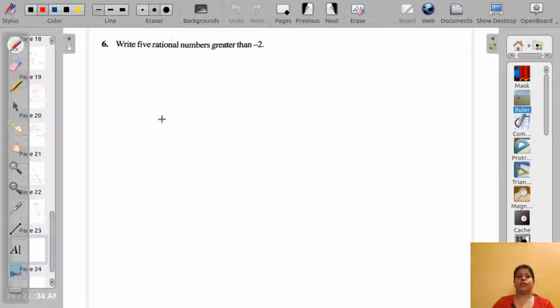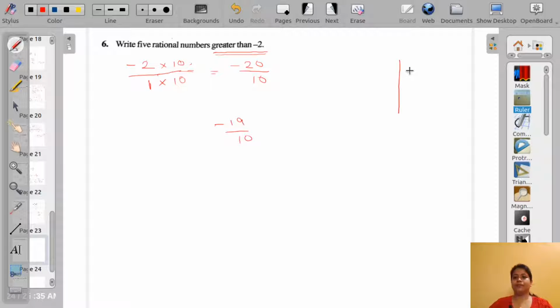Now next question is, write 5 rational numbers greater than minus 2. So minus 2 can be written as minus 2 by 1. Now let us multiply with 10, so it will become minus 20 by 10. The rational numbers greater than minus 2: greater than minus 2 is minus 19 by 10. See, in case of negatives, it becomes the opposite. Minus 20 is less than minus 19, which is less than minus 18. Okay. So minus 18 by 10.